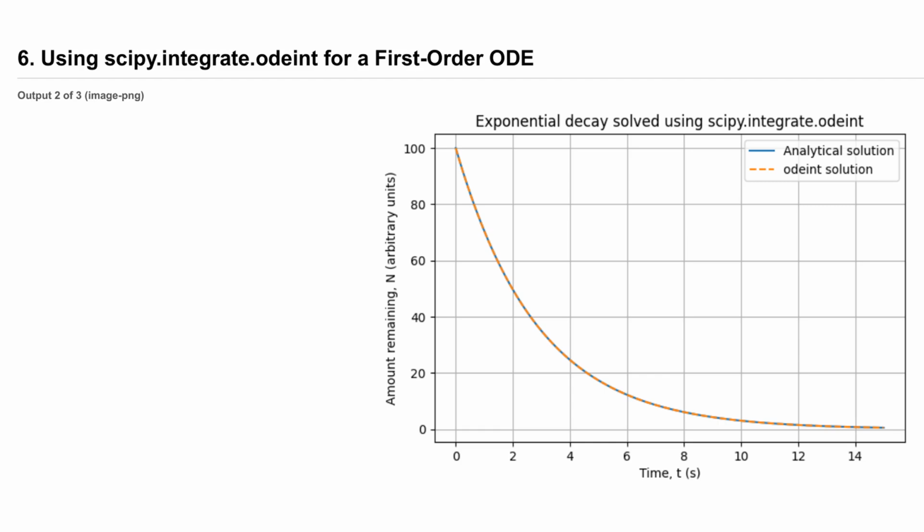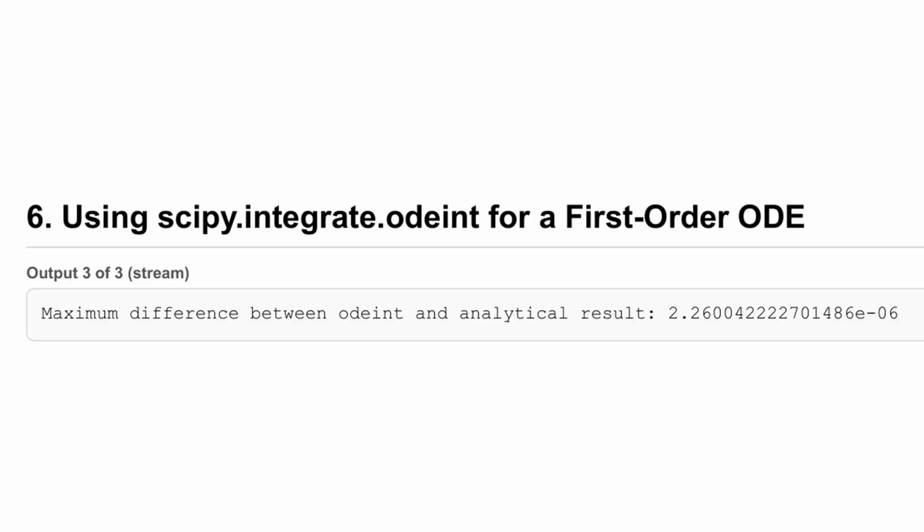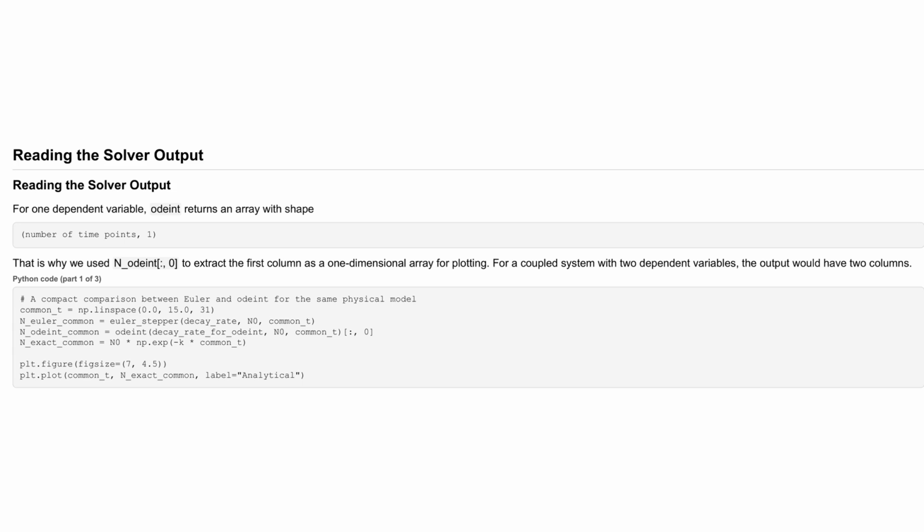The plot confirms that the odeint solution is practically indistinguishable from the analytical curve. The two lines overlap perfectly, demonstrating the power and reliability of a professional solver. The output shows that the maximum difference between the odeint result and the exact solution is on the order of 10 to the -6. This confirms that the solver is highly accurate. Because odeint returns a two-dimensional array, we sliced out the first column to plot it against a one-dimensional time array.